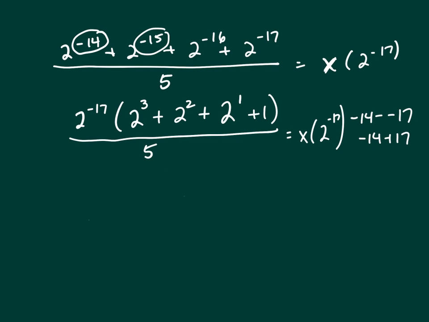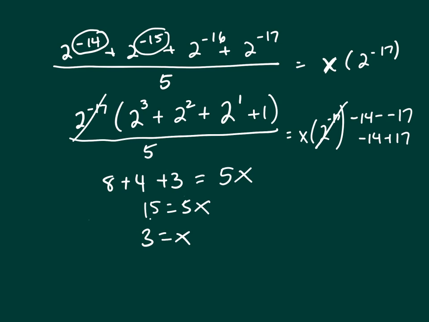All right. Well, the first thing you can do is divide both sides by 2 to the negative 17. So those will be gone. And then that's going to be 8 plus 4 plus 3. Multiply both sides by 5, you get 5x. And that's 15 equals 5x, and that's 3 equals x. So it's 3 times. There's your answer.